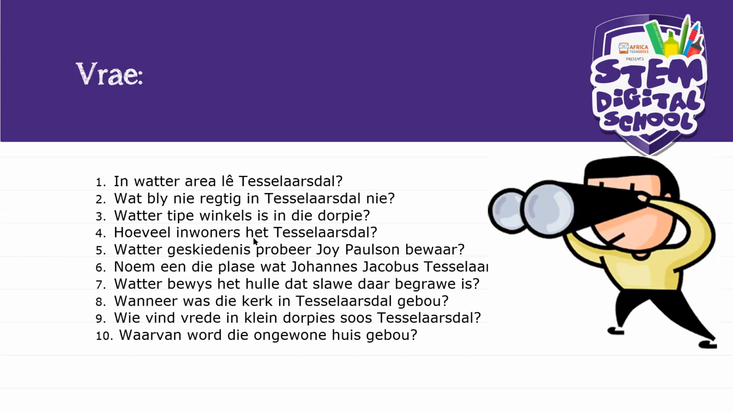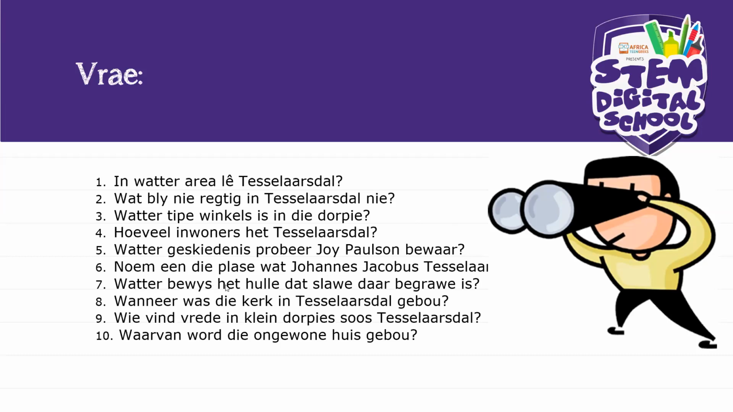4, hoeveel inwoners het Teslaasdal? How many people live there? 5, watter geskiedenis probeer Joy Paulson bewaar? What history is Joy Paulson trying to keep safe there? Number 6, noem een van die plase wat Johannes Jacobus Tesselai van wat hy gehad het. Okay guys, what farms did he have? So they named 2 farms, you can only name 1.